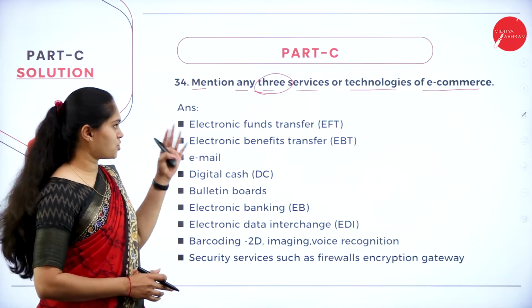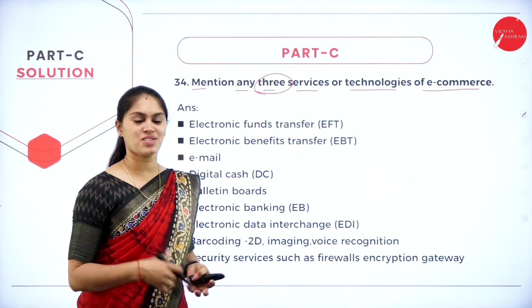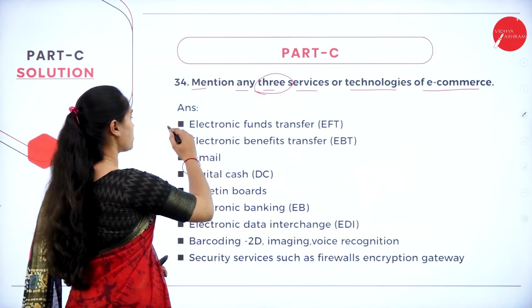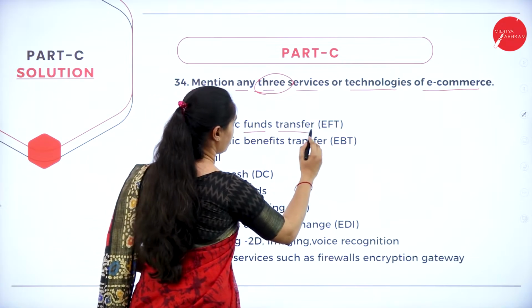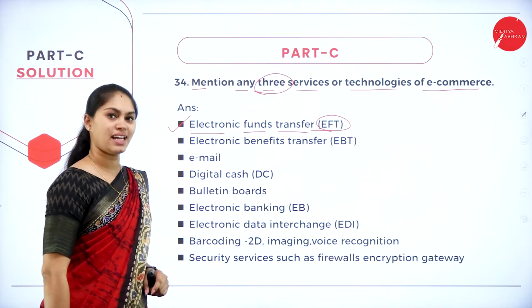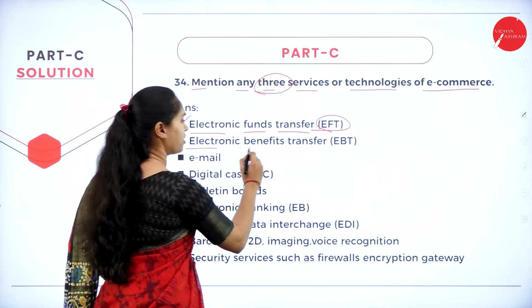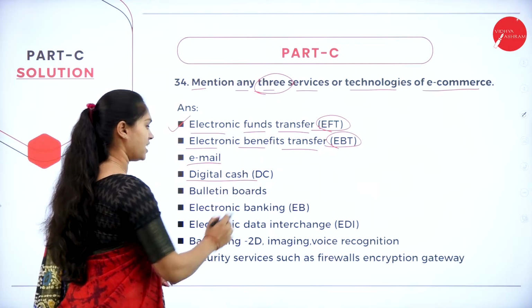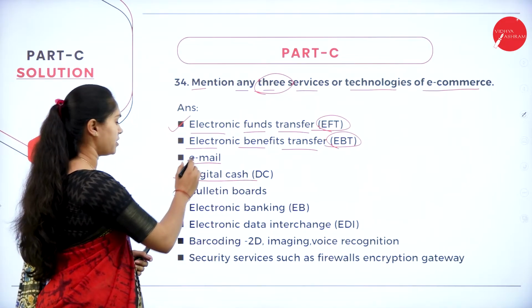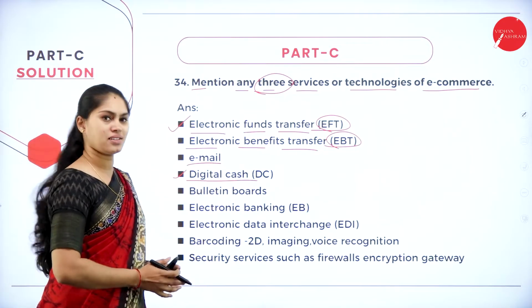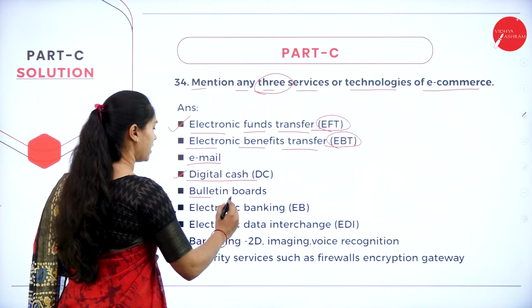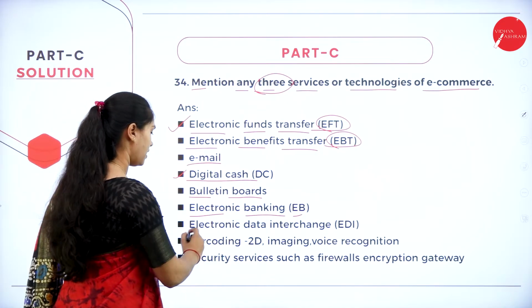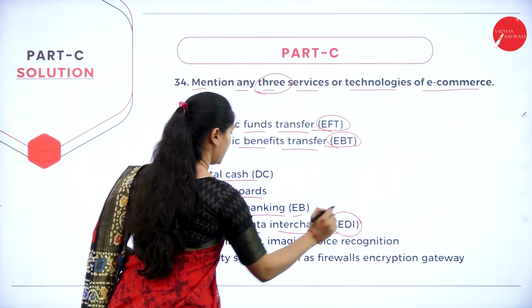Here we have listed many services or technologies which come under e-commerce. Out of these you can write any 3. The first one is electronic funds transfer, in short EFT. Then we have electronic benefits transfer, in short EBT, and we have email, digital cash, that is DC, where Google Pay, PhonePe, Paytm, everything comes under digital cash. Then we have bulletin boards, then electronic banking, in short EB. Then electronic data interchange, EDI.